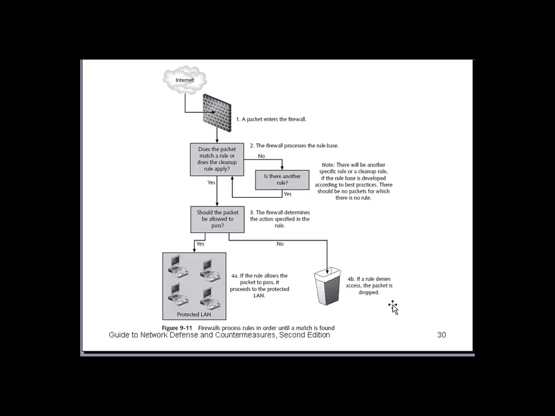And actually explain a little bit more about how the packet filter works in iptables. Essentially what this is doing is that the internet packets come in here, they hit the firewall, and then the firewall looks at the packet headers and starts comparing them to the firewall rules. And so the first question: does the packet match a rule, or does the cleanup rule apply? Yes, and the packet should be allowed to pass. Yes, then it's allowed into the protected land. Otherwise, it's just dropped right here. However, if it comes in and doesn't match the first rule, no, is there another rule? Then it just keeps comparing the rules and rules and rules and so on.